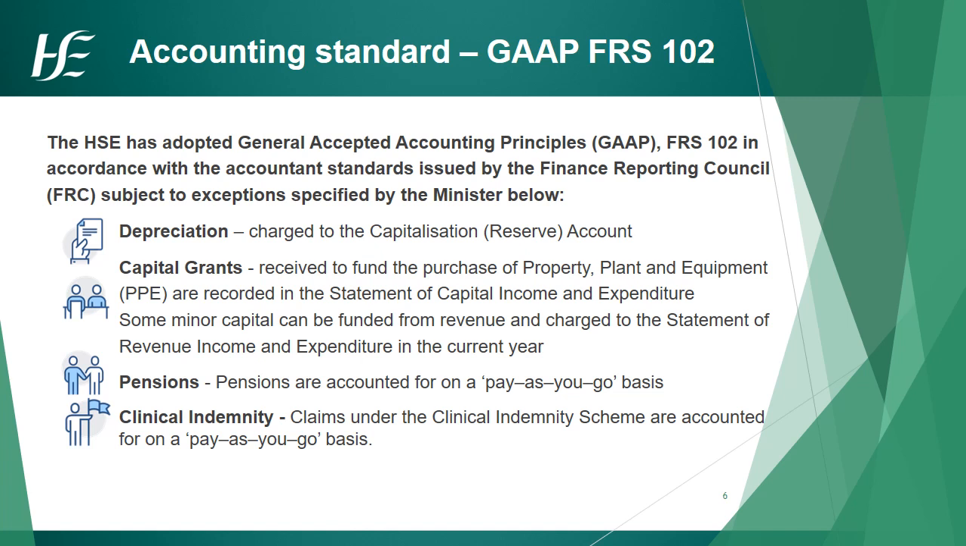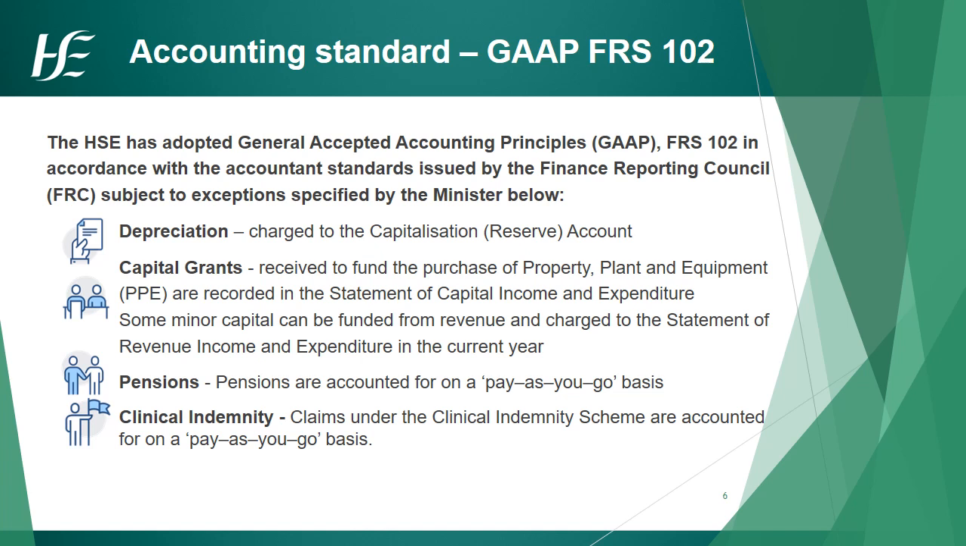Pension. Pensions are accounted for on a pay-as-you-go basis. The provisions of FRS 102, Section 28, employee benefits, are not applied. The liability for the future pension benefit accrued in the year has not been recognised in the financial statements.